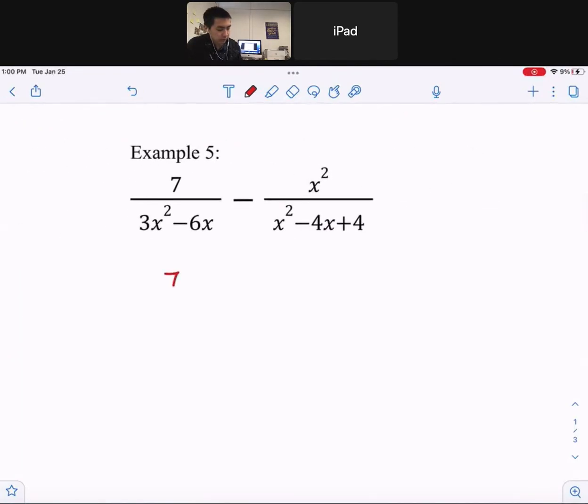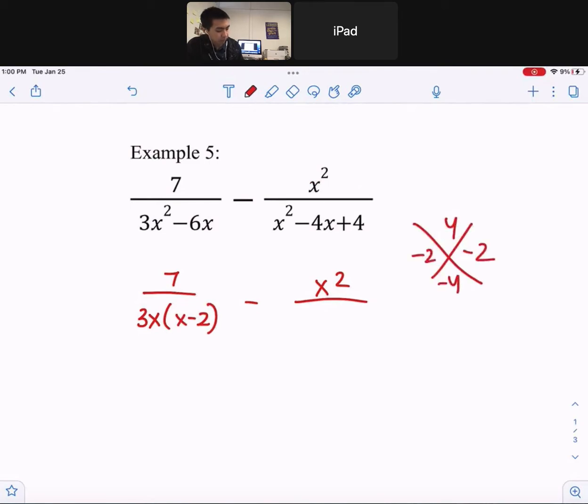Now for example 5. So with this one, you guys, we should factor these. You should always factor out your denominator. So we can factor out a 3x from those two terms to get x minus 2. And if we did the x method with that, you guys, we're going to get x minus 2. But since there's two of them, right? There's two of them, you guys, so it's going to be x minus 2 to the second.